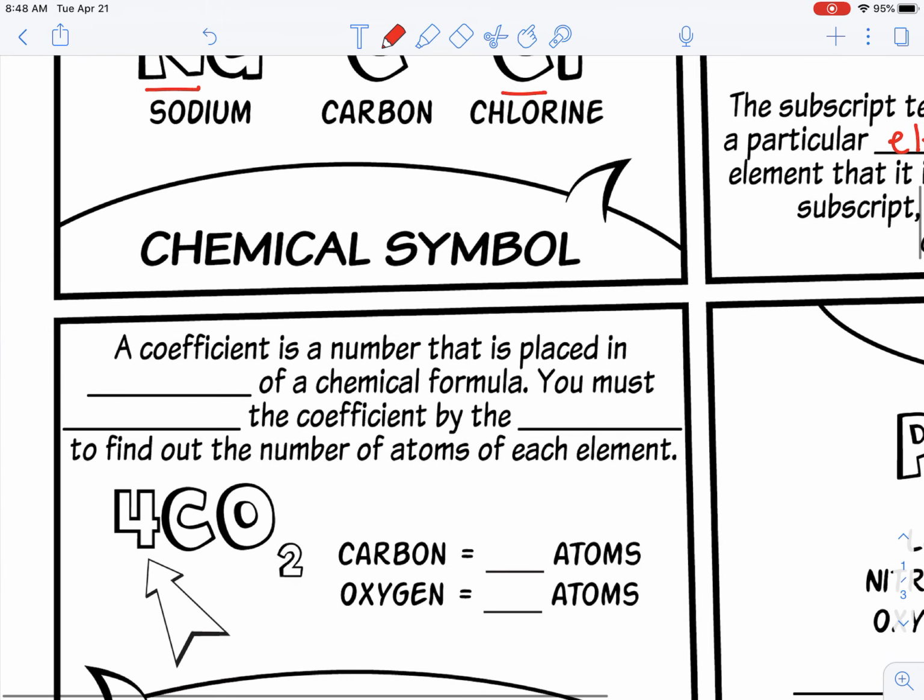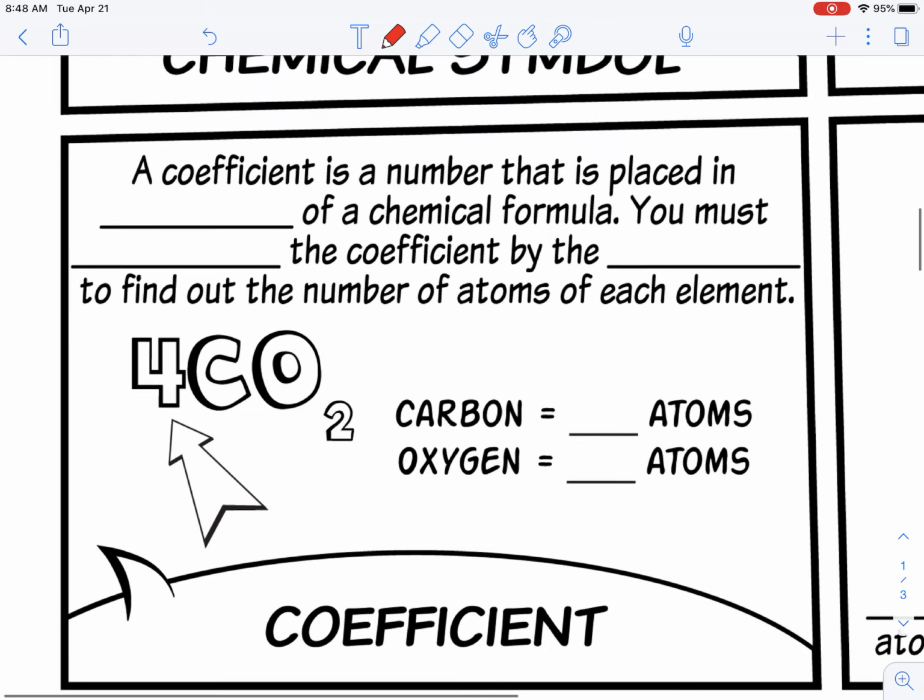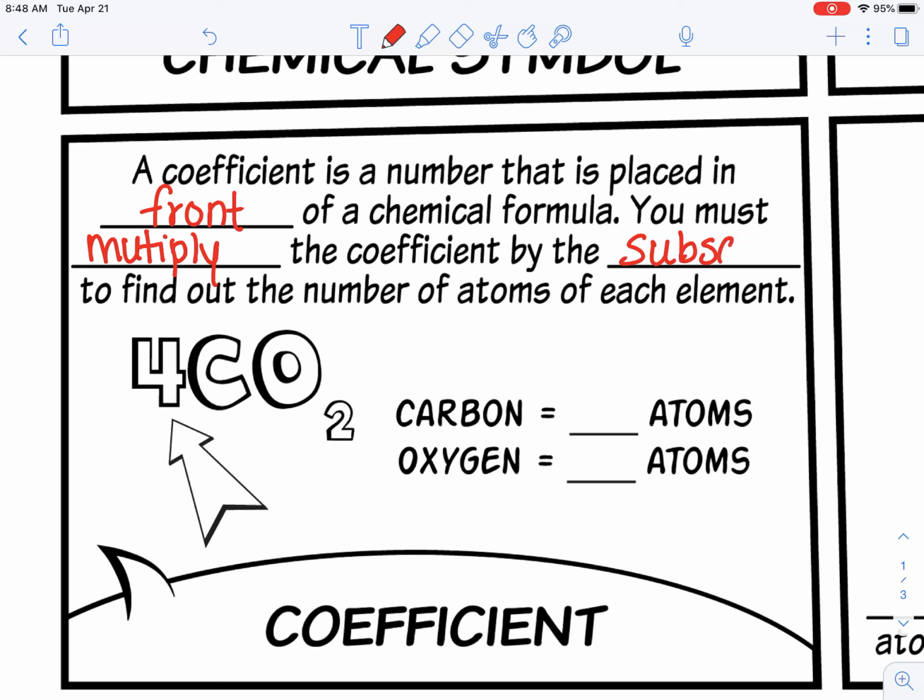The next number that we're going to talk about is a coefficient, and just like if you've learned about coefficients in math class, it's the number that's placed in front of a chemical formula. And so you must multiply the coefficient by the subscript to find out the number of atoms in each element.